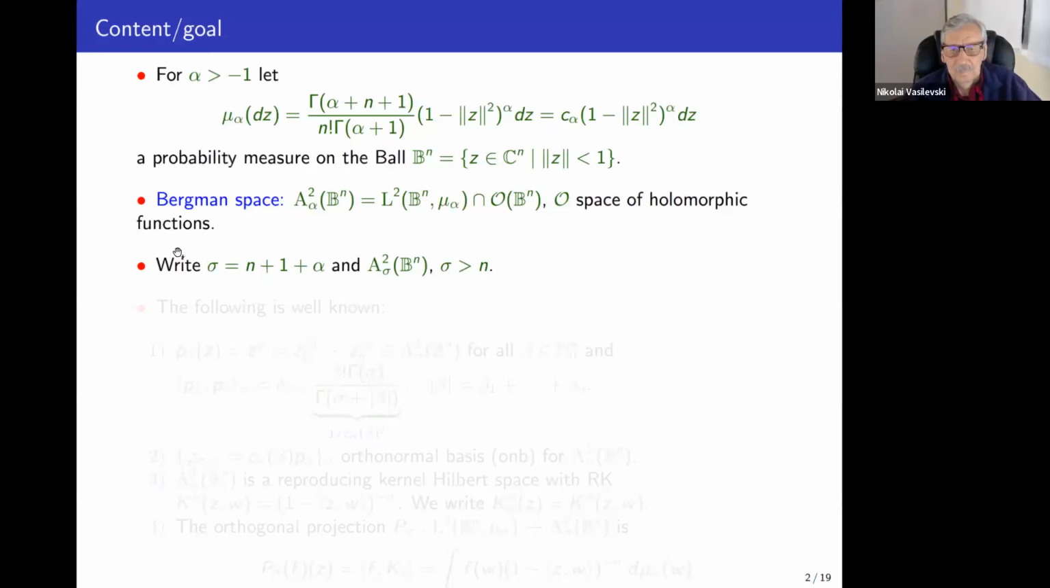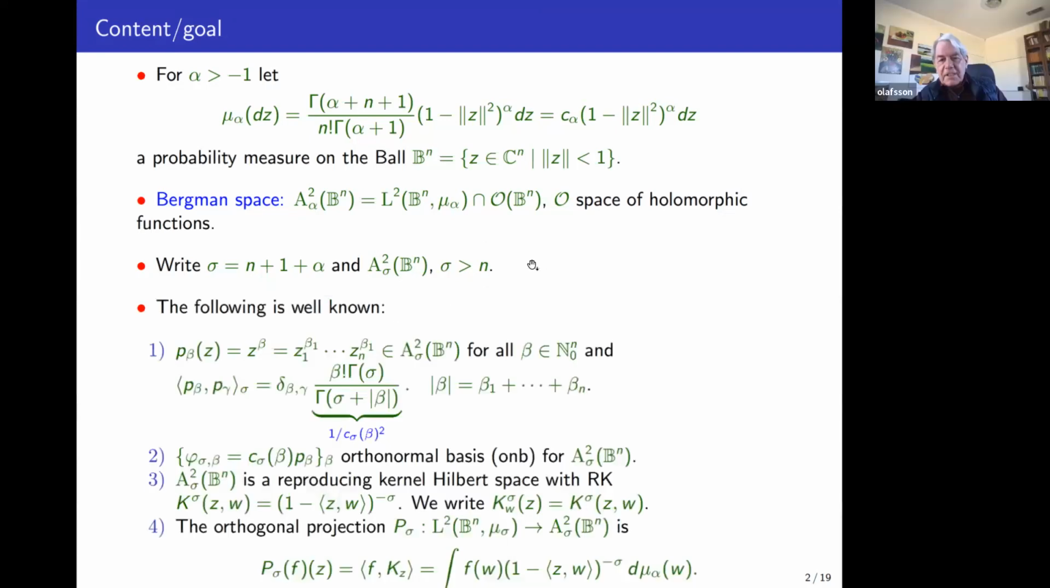Because of what we will be doing later on, it is good to re-normalize, so let sigma be n plus 1 plus alpha. Now the Bergman space is defined for sigma greater than 1. Later on, this will be the parameter that we use for the analytic continuation. It is well known that the monomials z to the beta are all in the Bergman space, and every bounded holomorphic function is in the Bergman space because this is a probability measure.